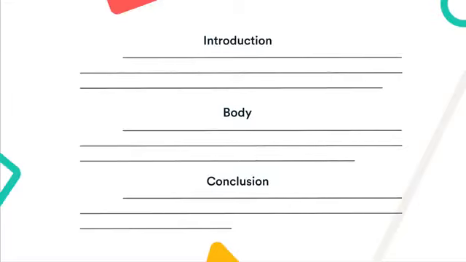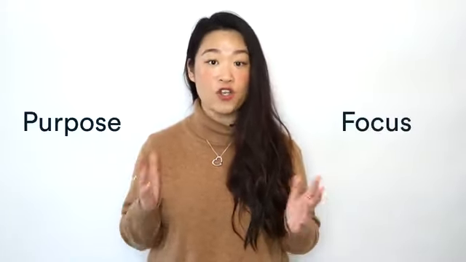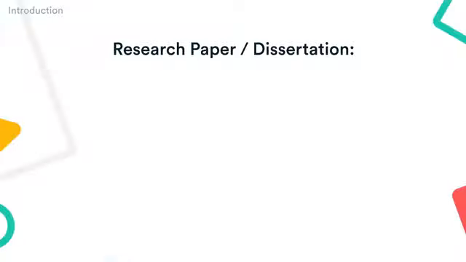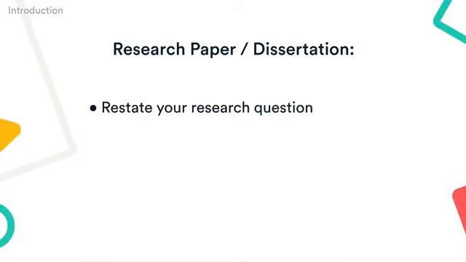Structure of the literature review is similar to other academic texts, with an introduction, body, and conclusion. Generally speaking, the introduction of your literature review should clearly state the focus and purpose of the literature review. If you're writing a literature review for your research paper or dissertation, restate your research question and give a brief overview of what you'll discuss.